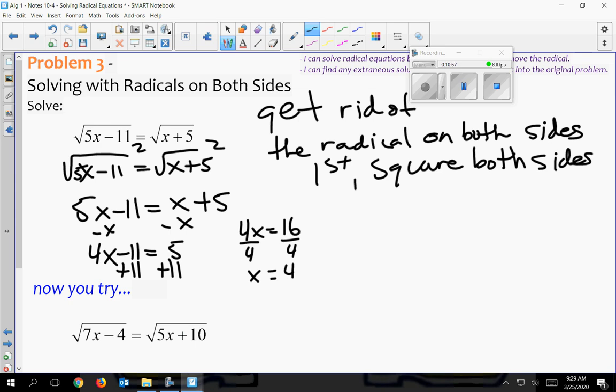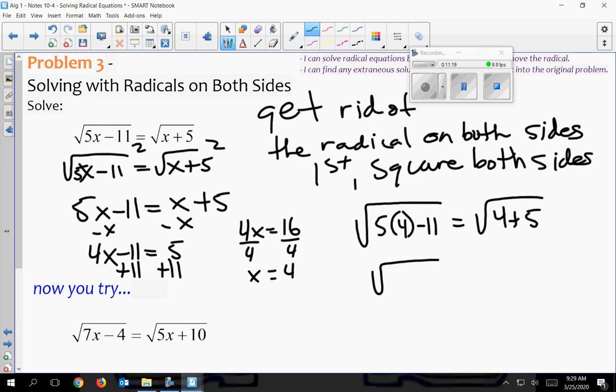But I want to make sure this works. So I'm going to take this 4 and plug it back in for x in the original equations. So I'm replacing x with 4. I'm going to get, in here, 20 minus 11 gives me square root of 9. 4 plus 5 gives me square root of 9. And we all know that equals 3, but does the square root of 9 equal the square root of 9? And it does. So that solution worked for us.